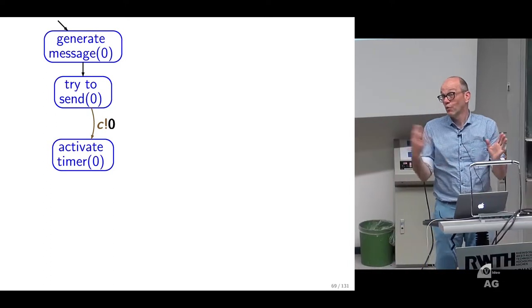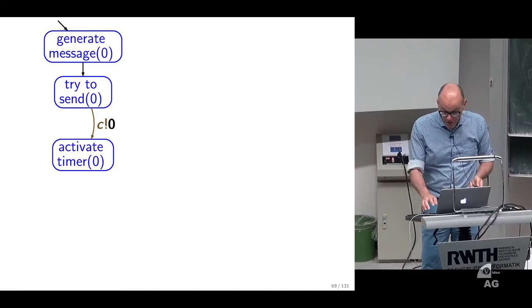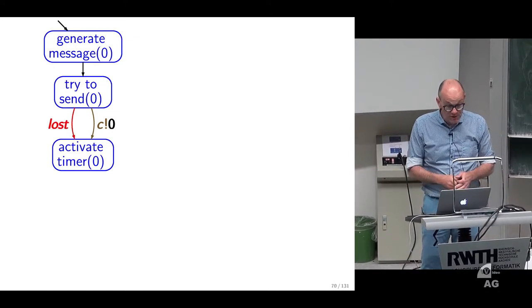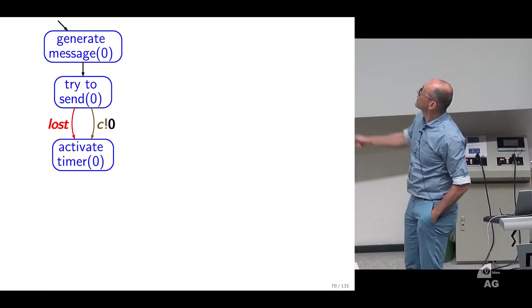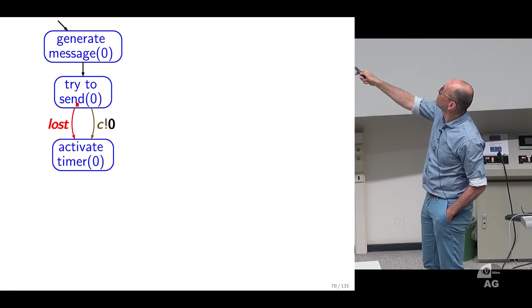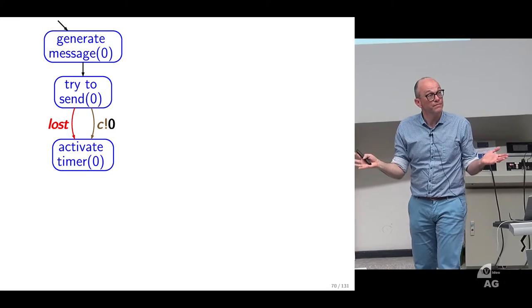Now remember, I have to wait for an acknowledgement. So the first thing I need to do is I have to activate the timer. How do I activate the timer? I synchronize over basically a channel. Now, I model the fact that the channel can lose a message by already modeling here in the sender that there is this action lost. So this means you try to send zero. Either you put the message zero into the channel, or the message is lost.